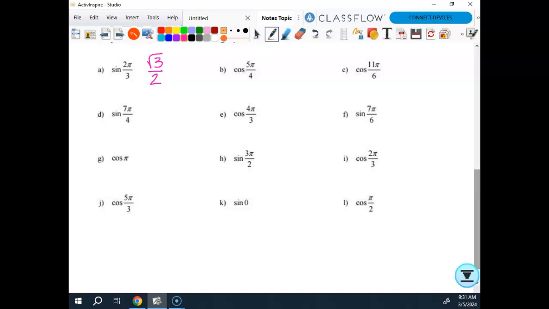Okay. Then we have cosine of 5 pi fourths. What quadrant is 5 pi fourths in? Third. And in the third quadrant is cosine positive or negative? Negative. So I know it's negative. And then what is the cosine of pi fourths? Square root of 2 over 2. Very good. All right, 11 pi 6. What quadrant is that in? Fourth. In the fourth quadrant, cosine positive or negative? Positive. What is the cosine of pi 6? Square root of 3 over 2. Okay. We understand the thought process there?